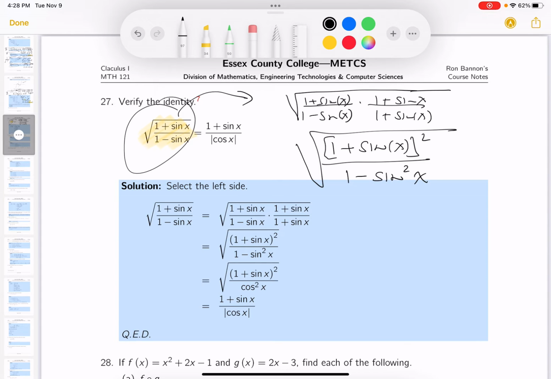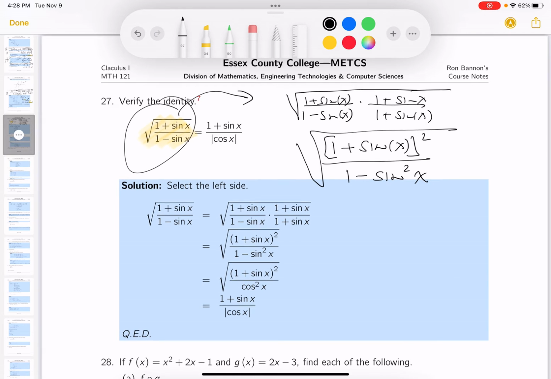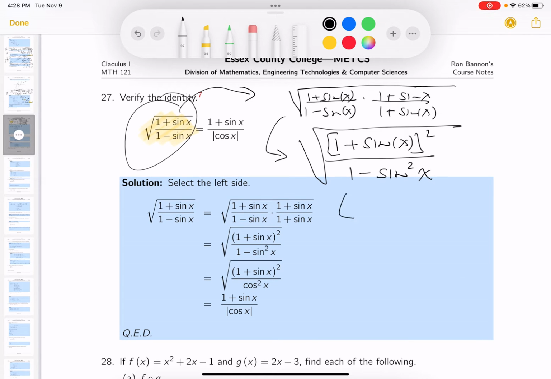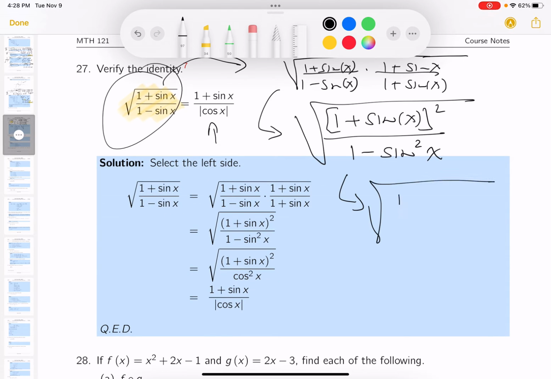Well, you know what? That bottom looks familiar to me. I think I've seen that before. And what's that going to be? That's just cosine squared. So I'm just kind of moving along one step at a time. And I'm hoping at the end of this thing, I'll be staring at this. Let's write this down now. What do you get on top? You get 1 plus sine x quantity squared. And on bottom, what do you get? You get the cosine squared.